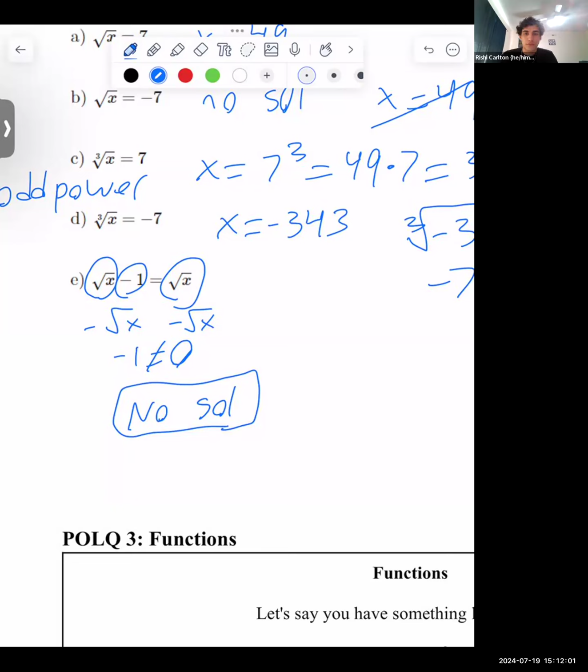Cool, cool, cool. Well, that's all I got for module 2. A little bit of solving polynomials, a little bit of checking extraneous solutions. Good fun, good fun. Nick, I'm going to pass it on to you.